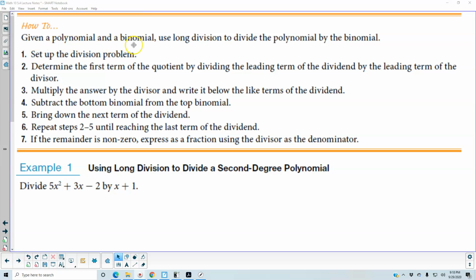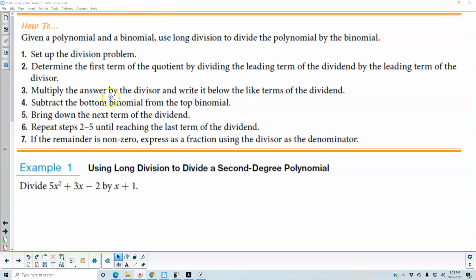Given a polynomial and a binomial, use long division to divide the polynomial by the binomial. Number 1, you're going to set up the division problem. Number 2, you determine the first term of the quotient by dividing the leading term of the dividend by the leading term of the divisor.